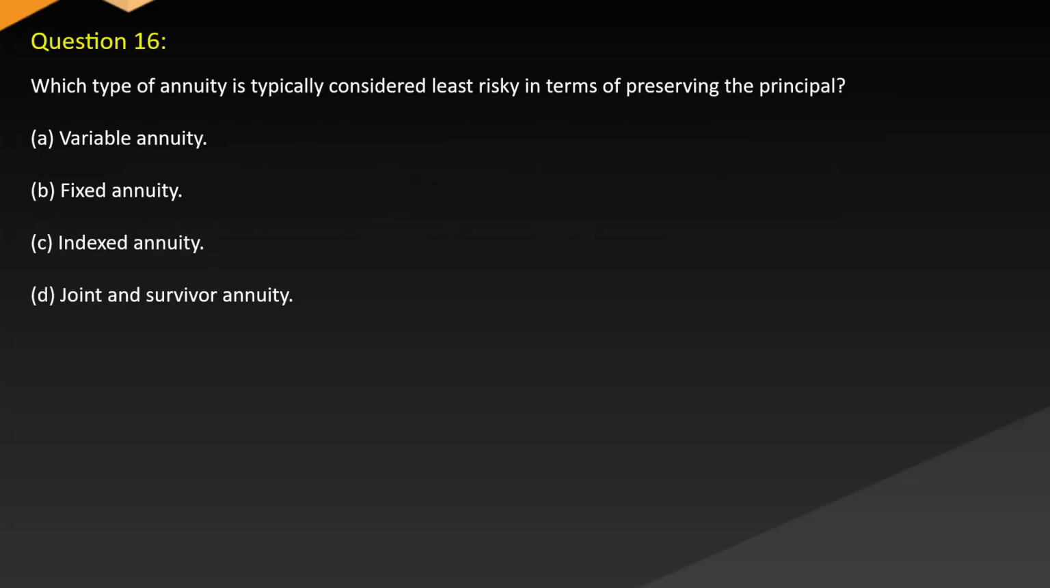Question 16. Which type of annuity is typically considered least risky in terms of preserving the principal? A. Variable annuity. B. Fixed annuity. C. Indexed annuity. D. Joint and survivor annuity.